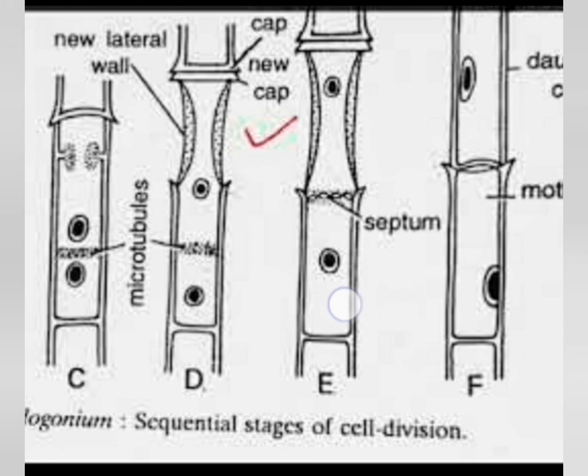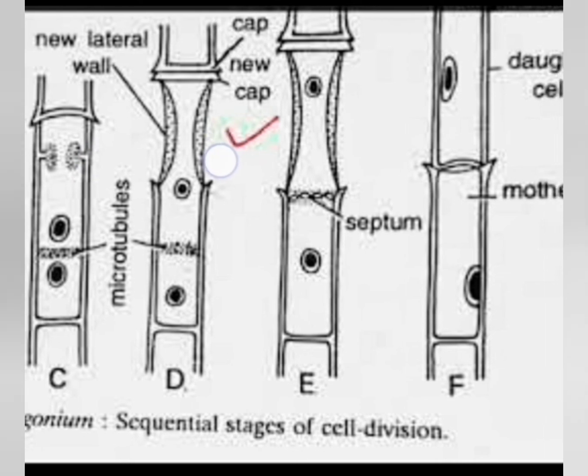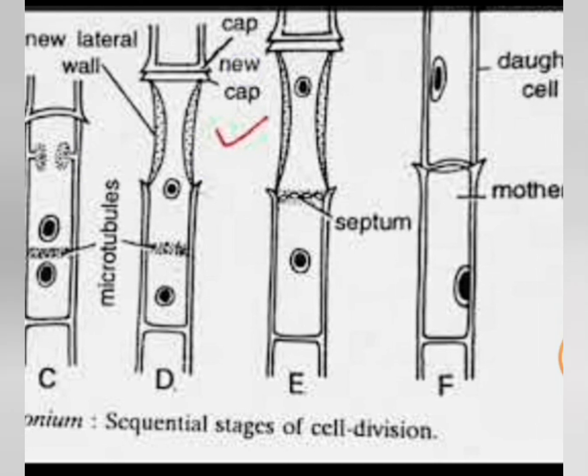cell. Because why? As you can see here in figure C and D, what happened in figure C when these two nuclei divide? The upper cell wall becomes ruptured, and a new lateral wall forms from these ring-like structures. They will form a new lateral wall and a new cap. So it is evident that this upper cell is the daughter cell, the new cell, and the one below is the mother cell.